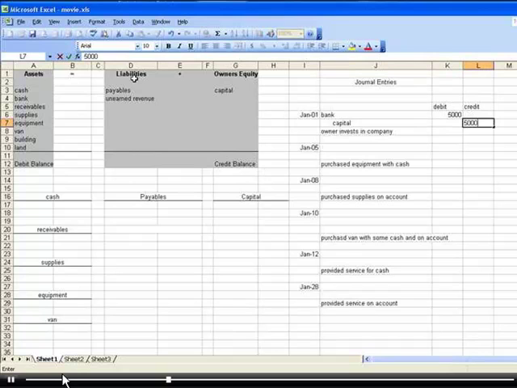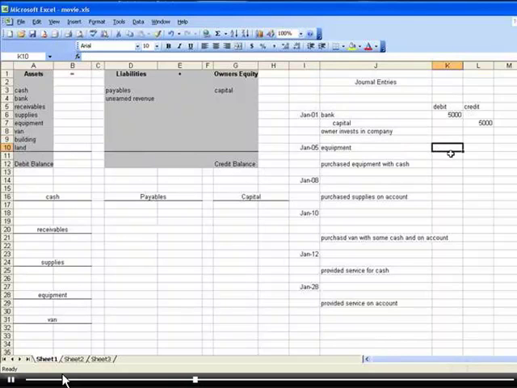So if it's on this side of the equation, liabilities or owner's equity, up means credit. So this is what this would look like. Bank was debited $5,000, capital was credited $5,000. The next thing that might happen is we might purchase some equipment. So now we have more equipment.